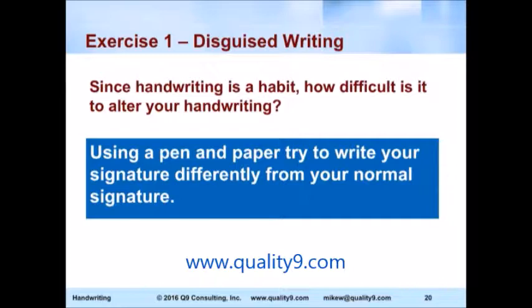So what I'd like you to do is a little exercise. I'd like you to just pick up a pen and a piece of paper and try to write your name differently from the way you normally write it. So the question is, was that easy? No. Yeah, you have to think about it. So what that means is that if you wanted to learn how to disguise your writing, you're going to have to practice a lot in order to do it. You can't just sit down and sign that contract and say, "Oh, that wasn't me." Or sign the check and say that wasn't me.